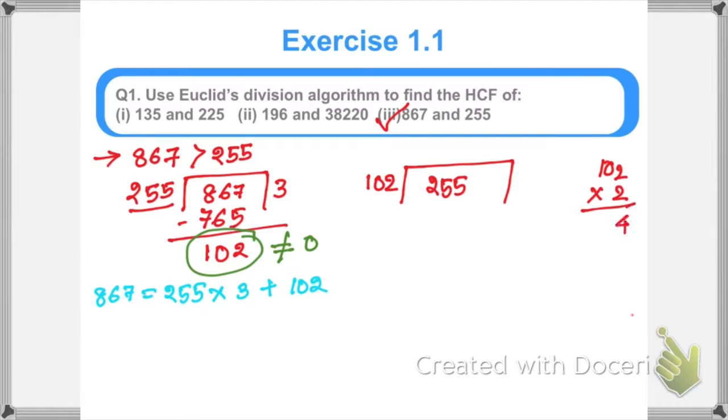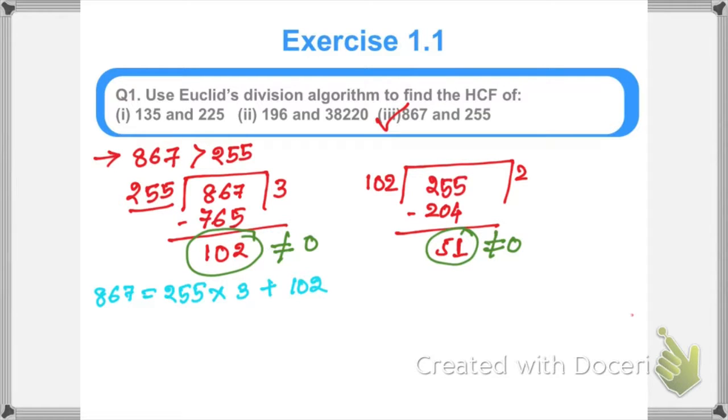Okay, so 102 into 2, 204. So 2 times 204, and here we will get the remainder as 51. So again the remainder is not equal to 0. So we again need to move further, means we again need to divide. So again how we will write over here, that means the dividend, 255, will be equal to divisor 102 into quotient 2 plus remainder that came here, 51.